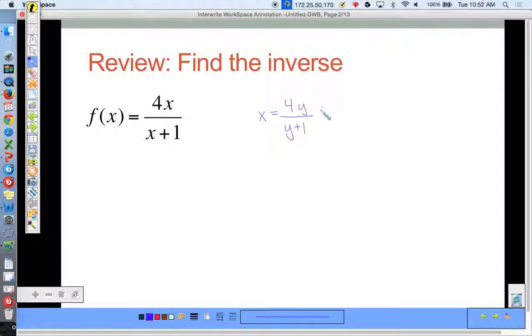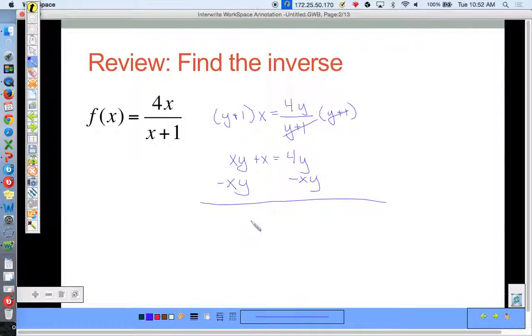So we can't have our y's in the denominator, so we'll multiply by y plus 1. So if we distribute, we have xy plus x equals 4y. Subtract xy. So you have x equals 4y minus xy.